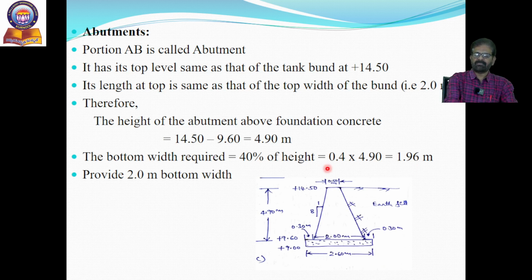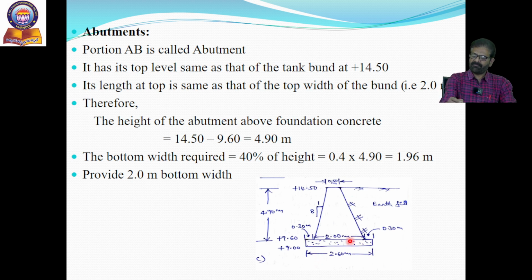So in the present case, the height is 4.9 meters. 40% of 4.9 means 1.96 meters. So let us provide 2 meters as the bottom width, just to round it out. 1.96, maybe 2 meters. Accordingly, we can fix the dimension. I think it is clear. Length is 2 meters, top width is 0.5, that is standard, and only height is to be calculated as 4.9. After calculating height, we will get the bottom width.